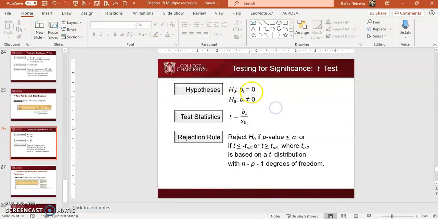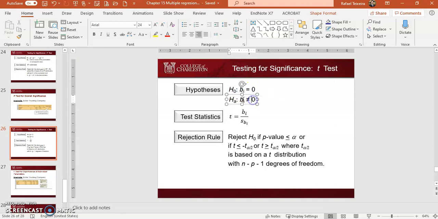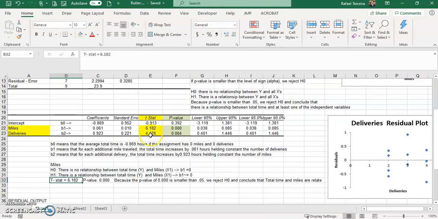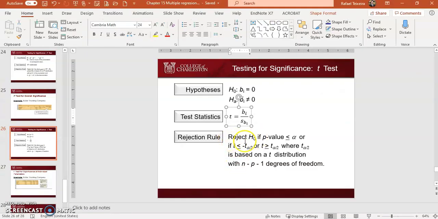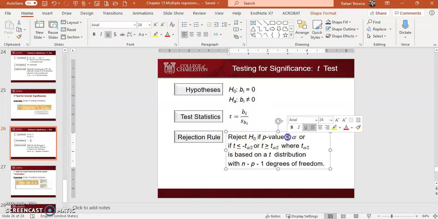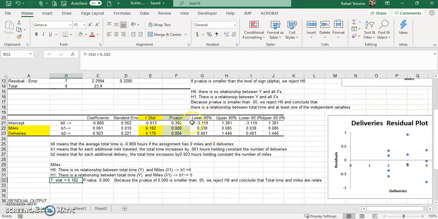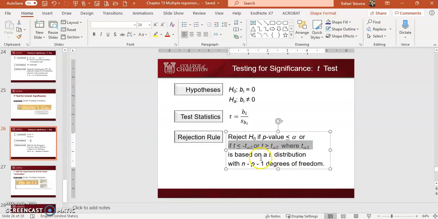So this is the math way of saying that there is no relationship and there is a relationship. If there is no relationship, it's 0, it's null. Okay? If there is a relationship, it's different than 0. So we use this test statistic, which is implemented in Excel through this t-stat, and then this is the rejection rule. Reject the null hypothesis if the p-value is smaller than the alpha level. Okay, this is if we're considering the critical value approach. I'm going to skip this because we don't have the critical value approach here. So I'm going to skip that, and that's the rejection rule.